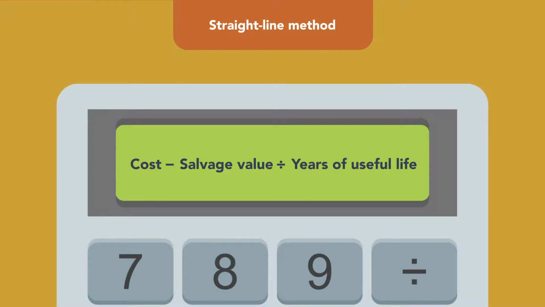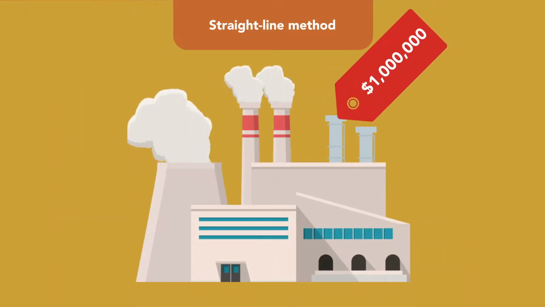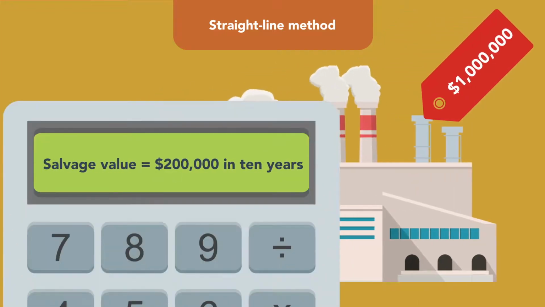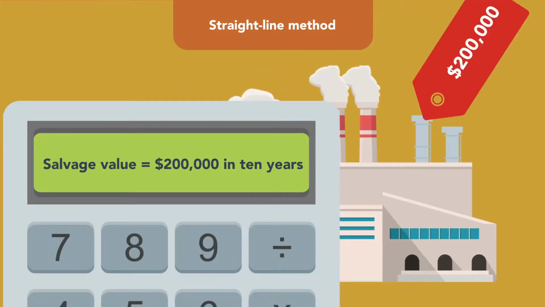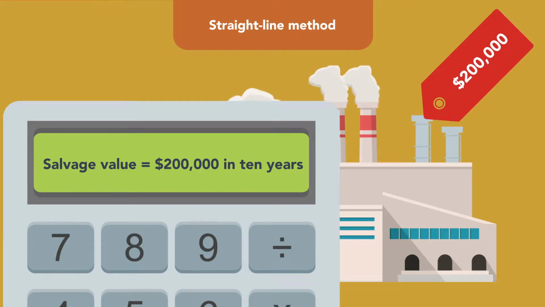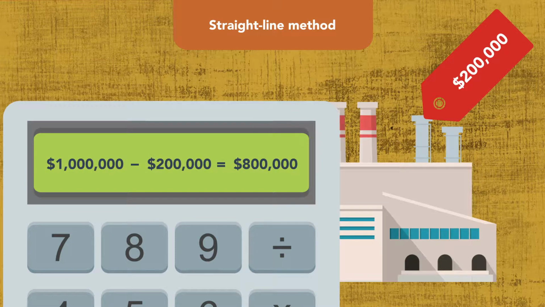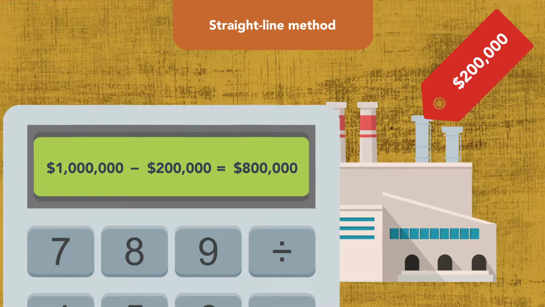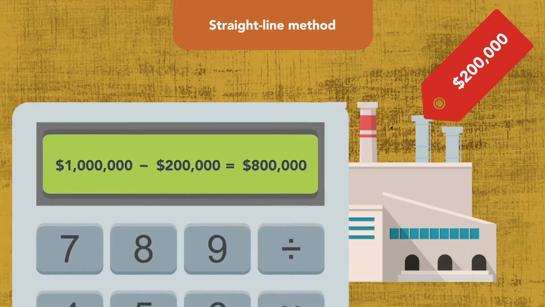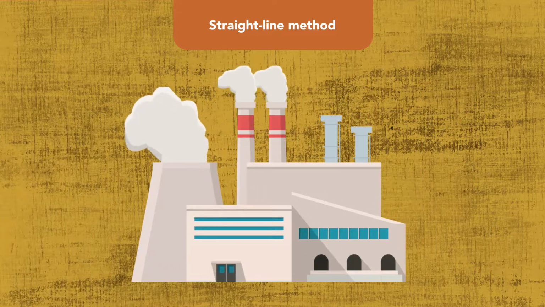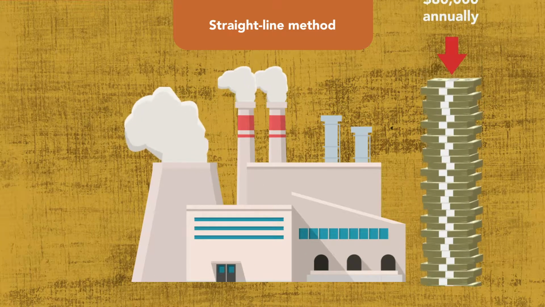For example, Acme Corporation acquires a building to produce widgets for $1 million and calculates its salvage value to be $200,000 in 10 years, when it can no longer function as a manufacturing facility for Acme. Subtracting $200,000 from $1 million equals $800,000, which is the total value to be depreciated. If the asset's useful life is 10 years, Acme will depreciate the building at $80,000 annually.